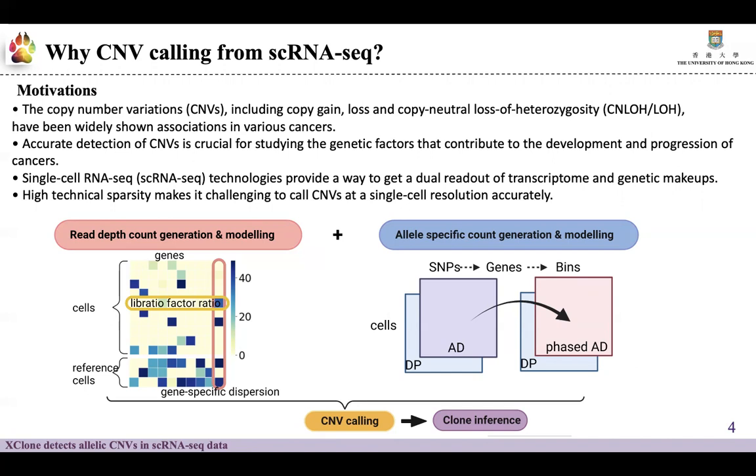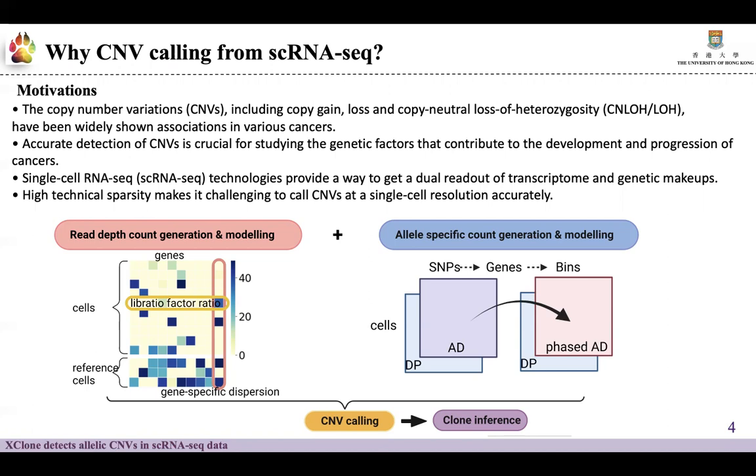Now, single-cell RNA sequencing technologies provide a way to get a dual readout of the transcriptome and the genetic makeup. However, single-cell RNA sequencing data sparsity results in the same property in both the read count and the allelic count. So the high technical sparsity makes it challenging to call copy number variations at single-cell resolution accurately.